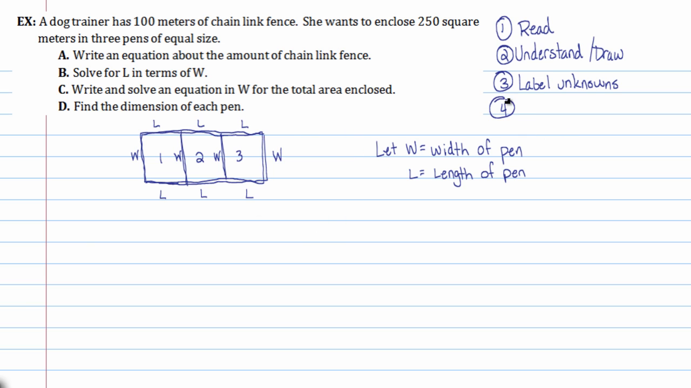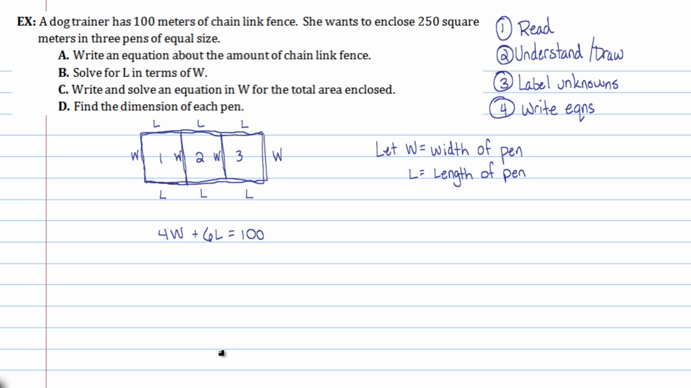The next thing you do after you're done labeling the unknowns is to write equations, and this is the hardest part usually. You want to write equations relating these variables. If you have 2 variables, you need 2 equations. If you have 10 variables, you need 10 equations. Well, in this case, a dog trainer has 100 meters of chain link. That means that all this fencing being used adds up to 100. In other words, these 4 sets of W's plus these 1, 2, 3, 4, 5, 6 sets of L's must equal 100 feet.